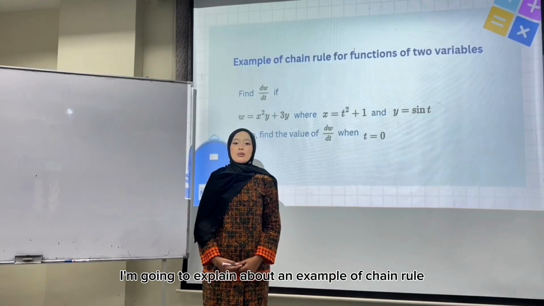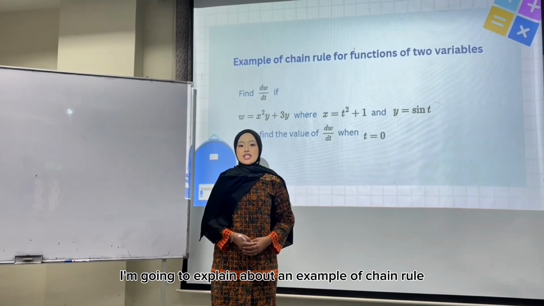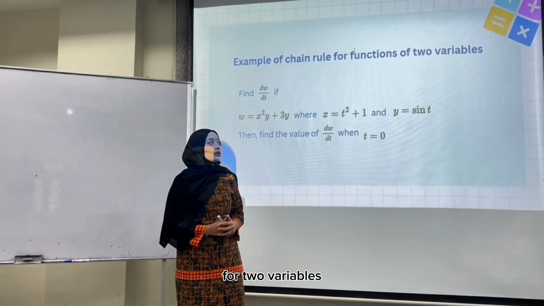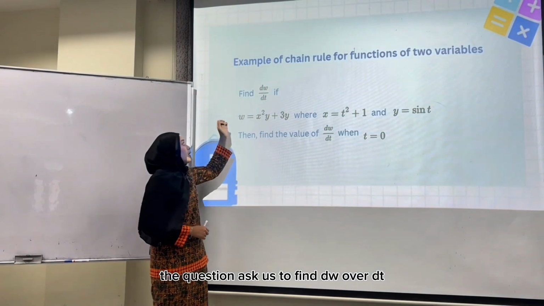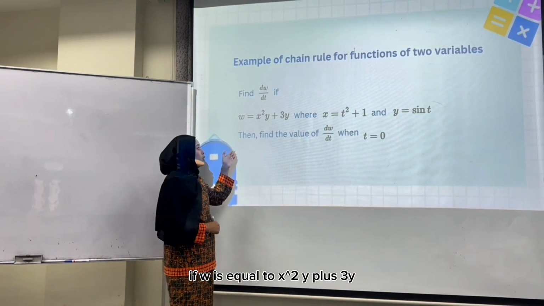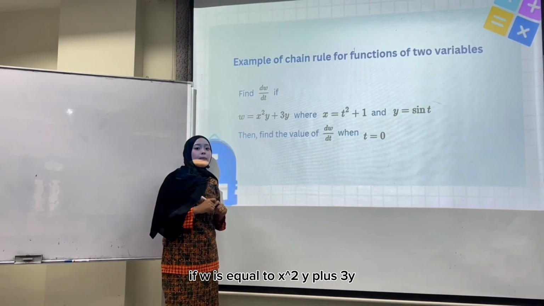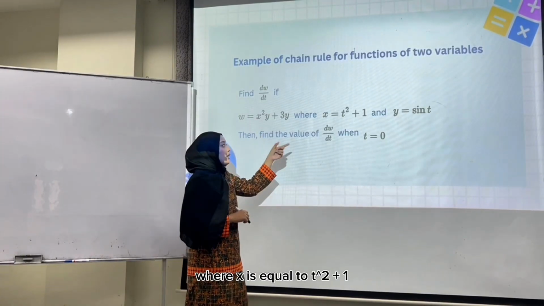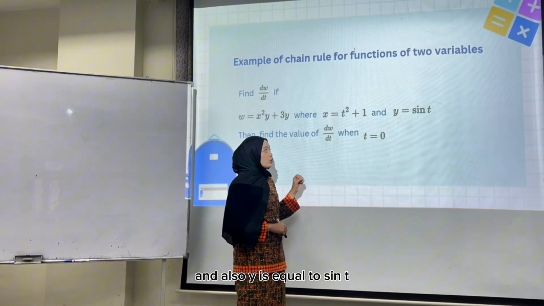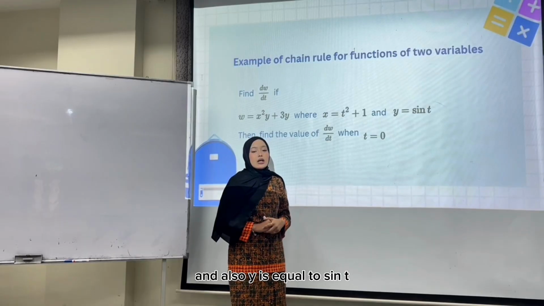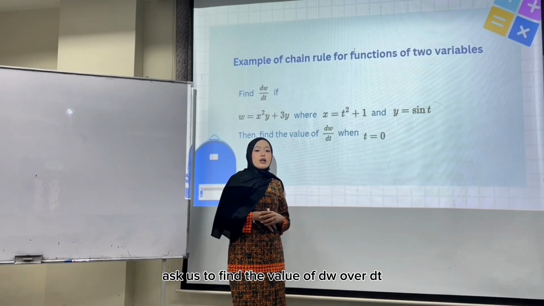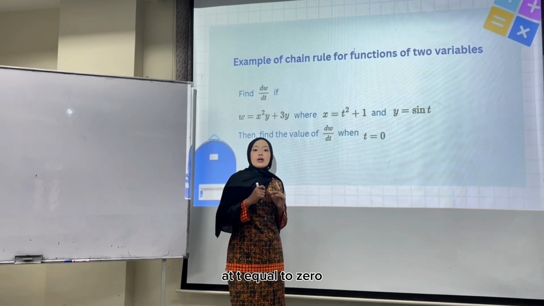Hi, so today I'm going to explain an example of the chain rule for two variables. The question asks us to find dw over dt if w is equal to x squared y plus 3y, where x is equal to t squared plus y, and also y is equal to sine t. The question also asks us to find the value of dw over dt at t equal to 0.